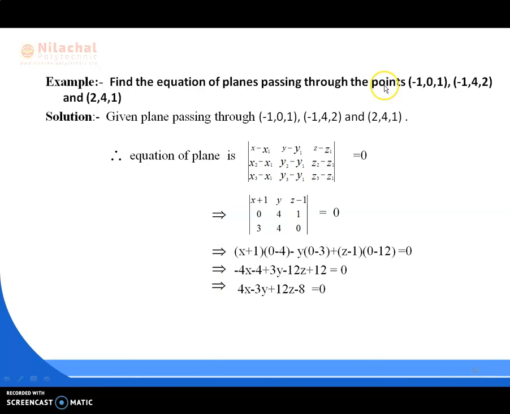Let's see. Find the equation of the plane passing through the given points. These are three non-collinear points: this is (x1, y1, z1), this is (x2, y2, z2), this is (x3, y3, z3). Then we use the formula: the determinant with rows x - x1, y - y1, z - z1; x2 - x1, y2 - y1, z2 - z1; x3 - x1, y3 - y1, z3 - z1 equals 0. We put down all the values and find the determinant, and we get the equation of the plane 4x - 3y + 12z - 8 = 0.